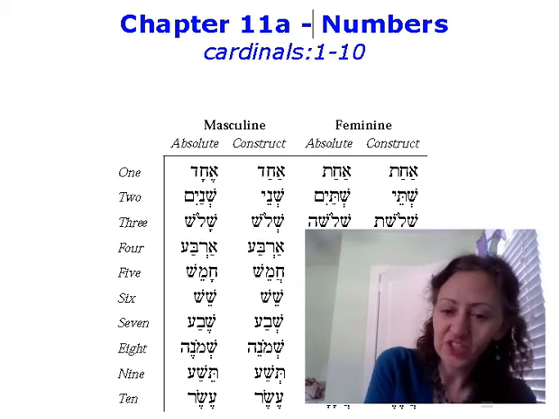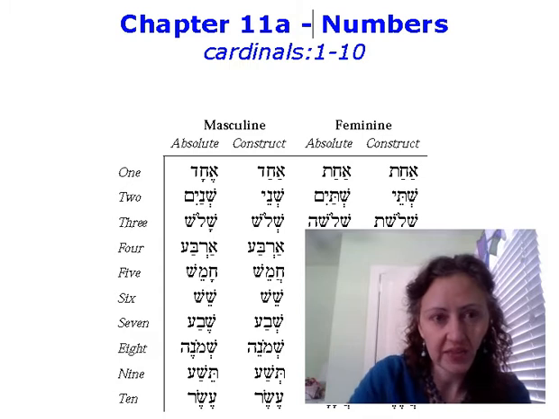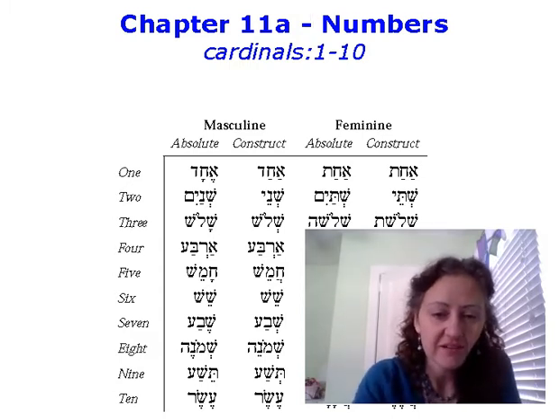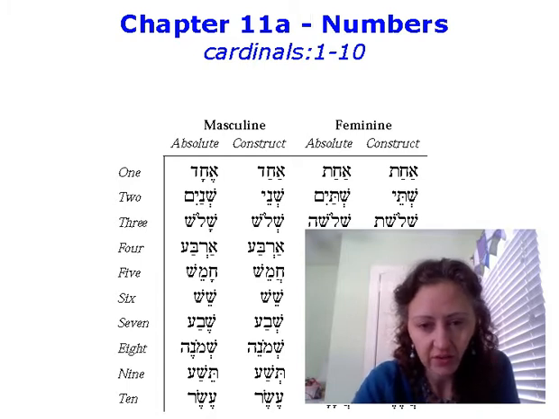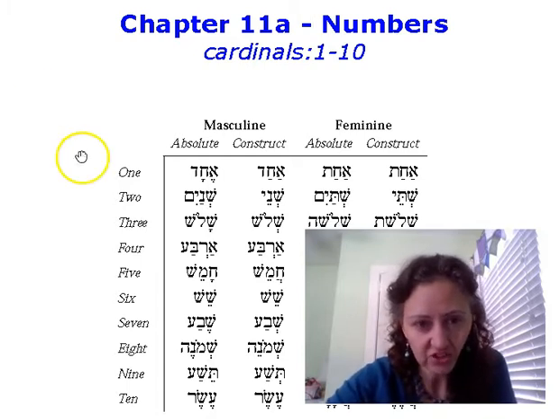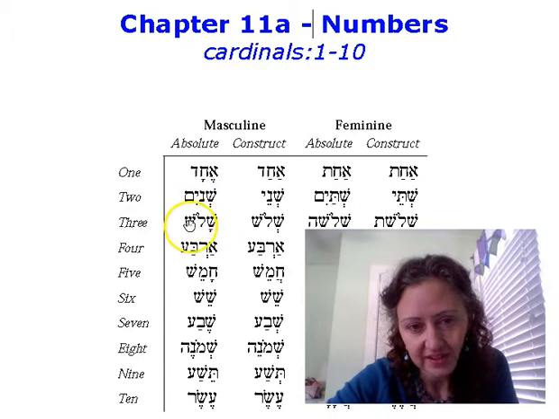All right, now we're going to move on to chapter 11 to look at numbers, and we'll cover this much more briefly in these videos at least. So what your chapter suggests, and I would echo this, is that you focus on just memorizing the masculine absolute versions of the numbers, and then just make sure that you're able to recognize these other forms.